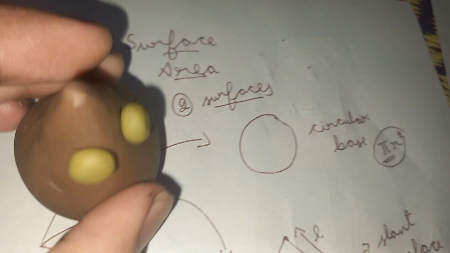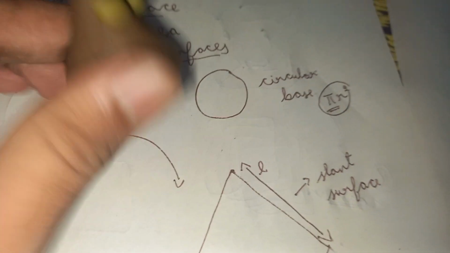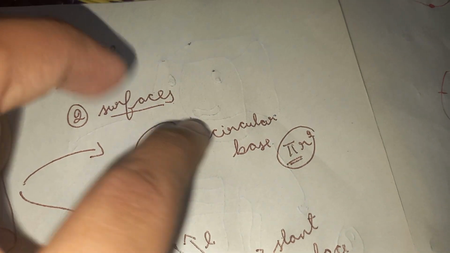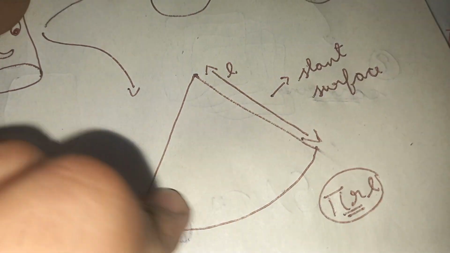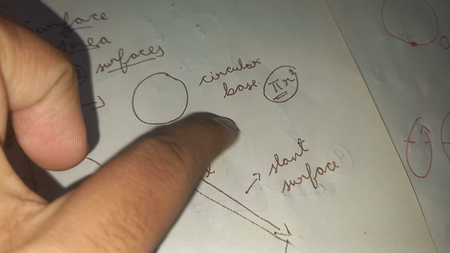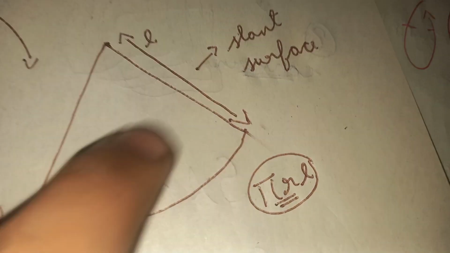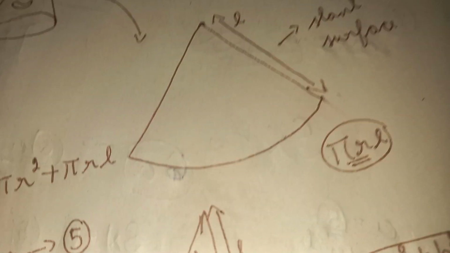The cone has two surfaces, a slant surface and a common round surface, which is a flat surface. This flat surface is nothing but pi r square, the normal area of the circle. And if you keep splitting the slant surface, it becomes a sector of a circle. Let us say you make a circle and cut a sector like a pizza, you get the slant surface. The area of the slant surface is pi r l. You can find it very easily.